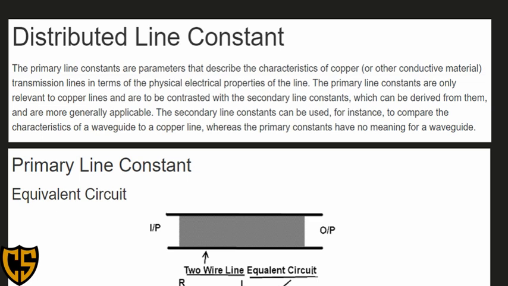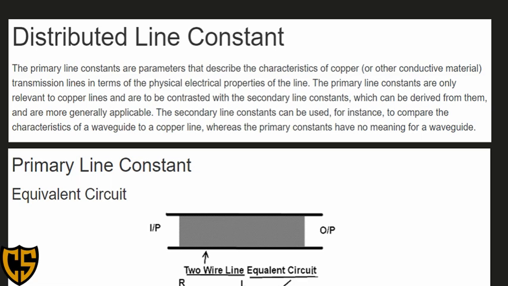Okay, so hello everyone. For this video, the discussion that we will have is about the distributed line constant. So basically, this refers to the transmission line theory. The primary line constants are parameters that describe the characteristics of copper or other conductive material transmission lines in terms of physical electrical properties of the line.